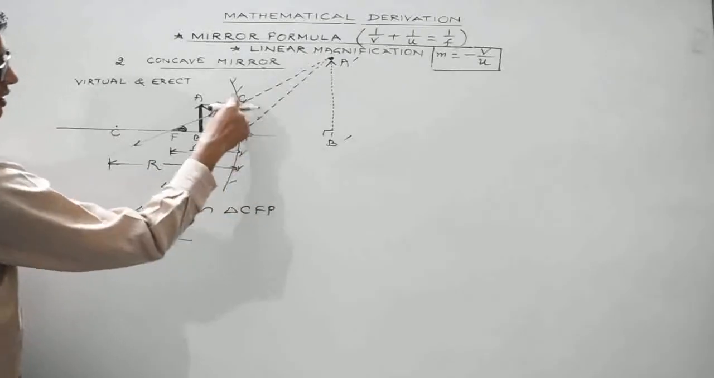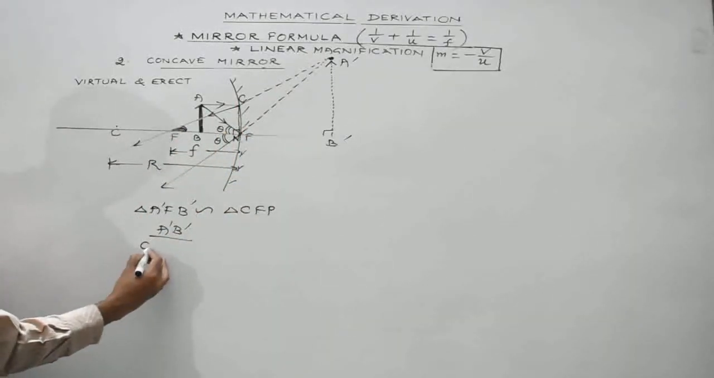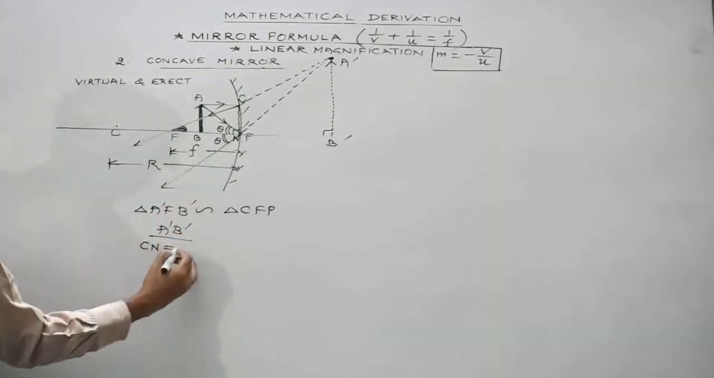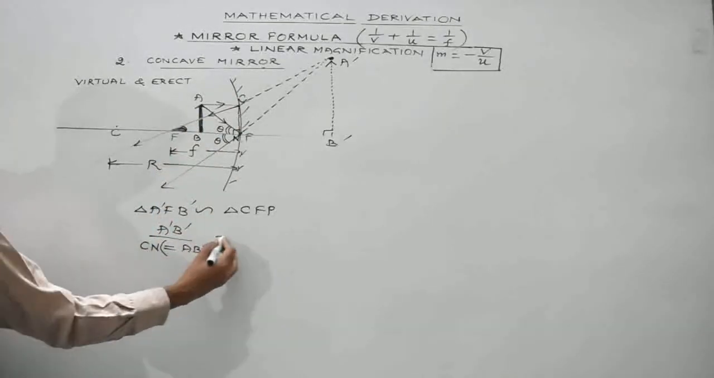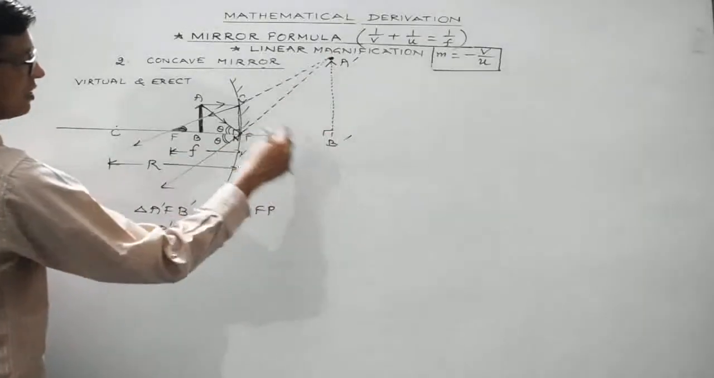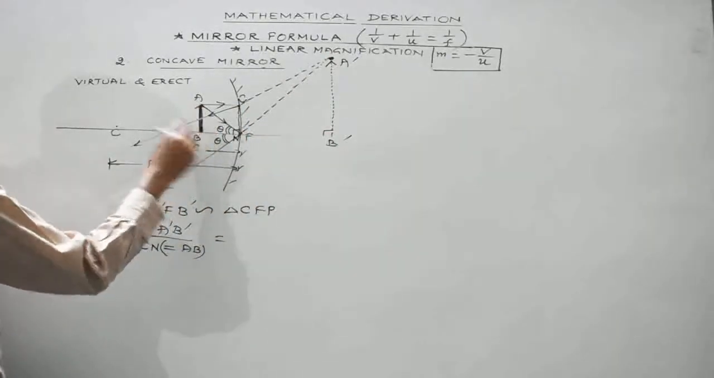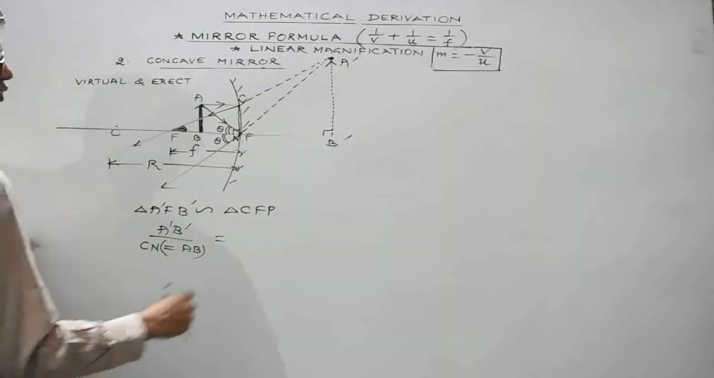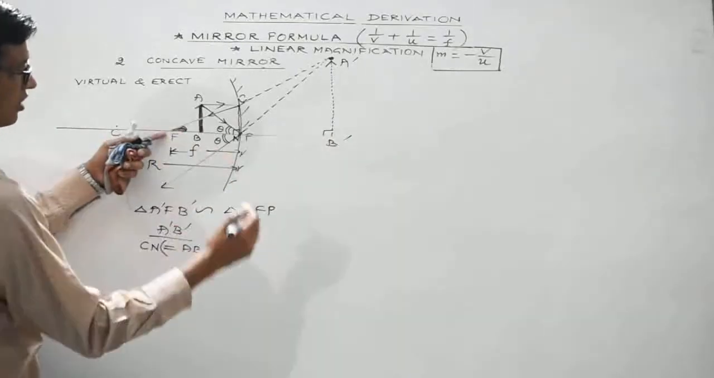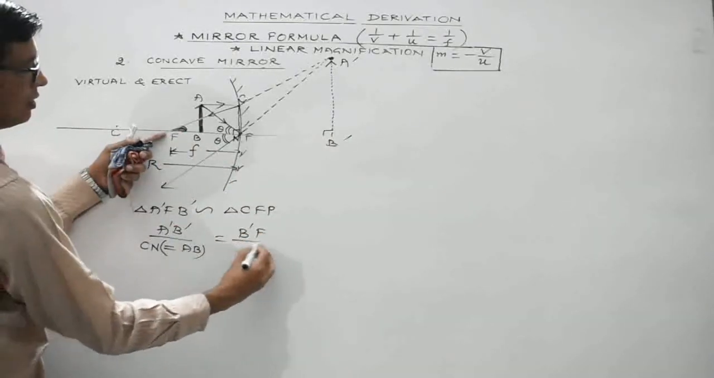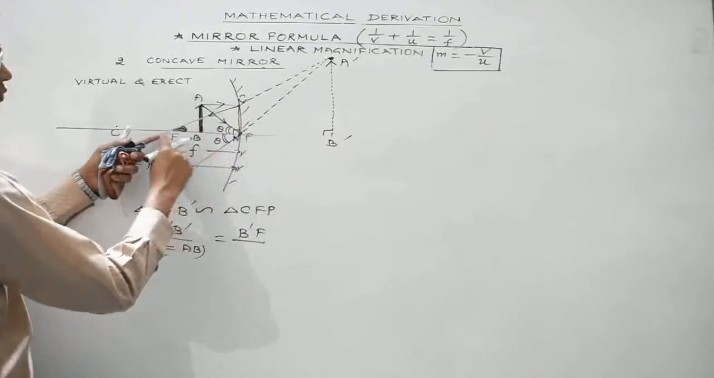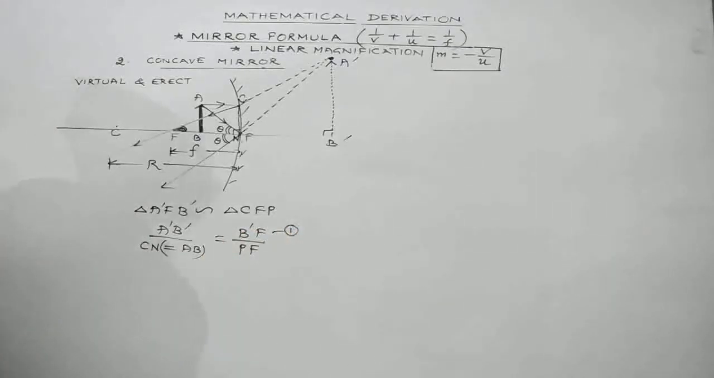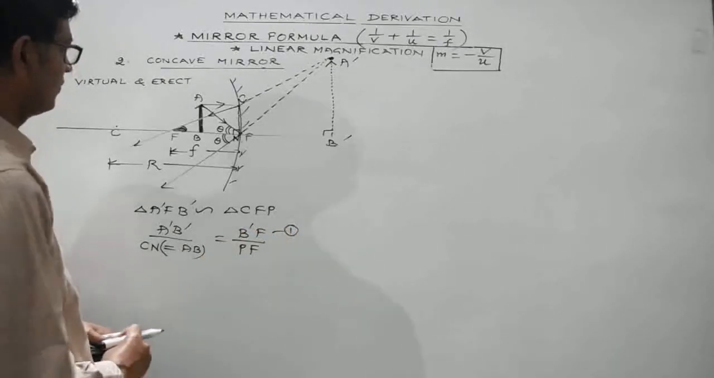What will be its corresponding side? CN, which is equal to AB, isn't it? A dash B dash divided by CN. CN is equal to AB. The perpendicular distance between two parallel lines is constant, right? Is equal to, now consider the base, B dash F. And what about the base of the smaller triangle? PF. Put this as equation number 1, right?